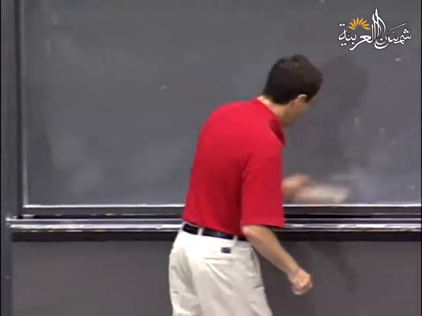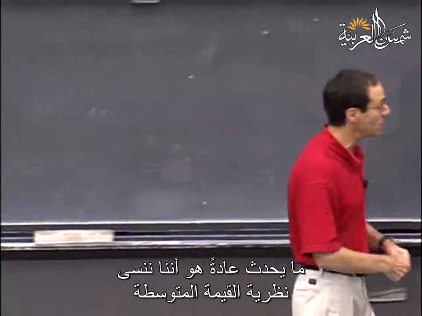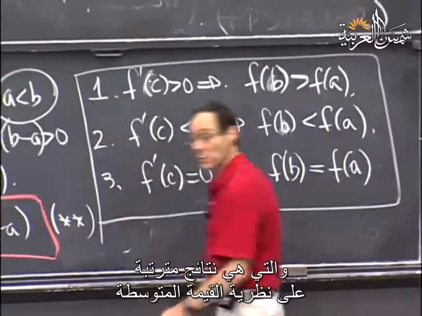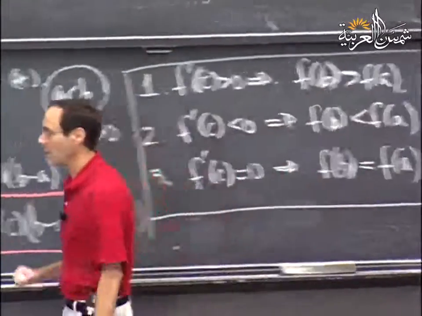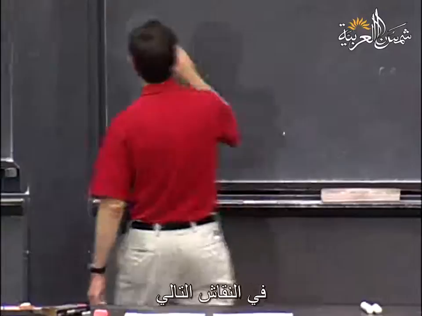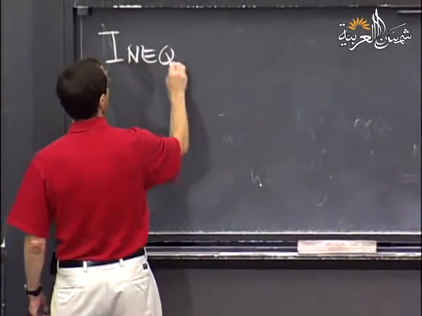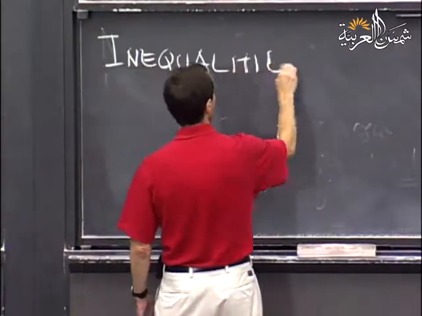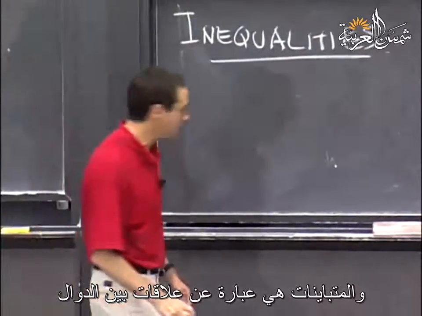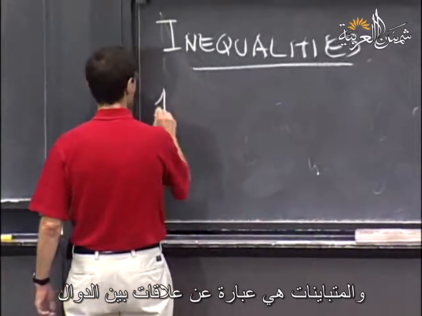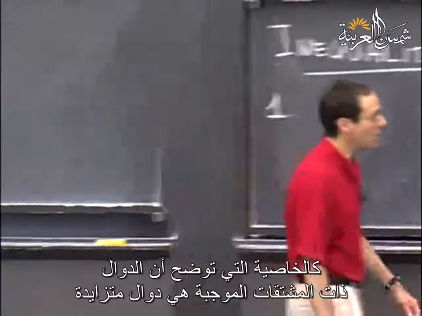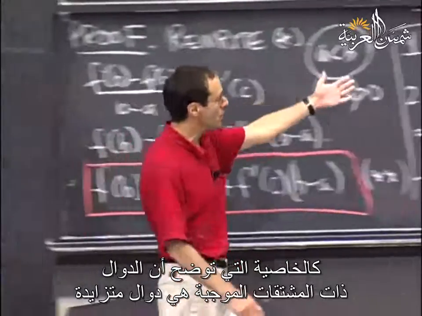Now, in practice, what happens is you even forget about the mean value theorem, and what you remember is these three properties here, which are themselves consequences of the mean value theorem. So these are the ones that I want to illustrate now in my next discussion here. I'm just going to talk about inequalities. Inequalities are relationships between functions, and I'm going to prove a couple of them using the properties over there, the properties that functions with positive derivatives are increasing.